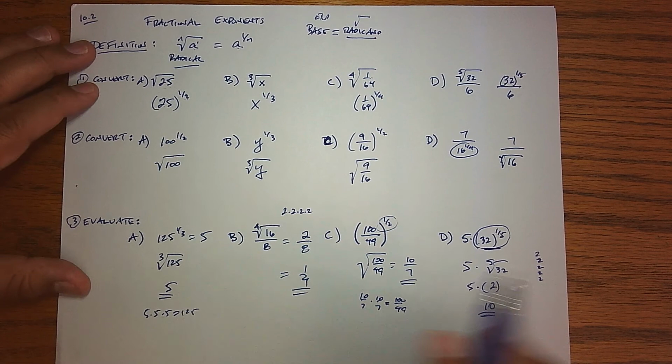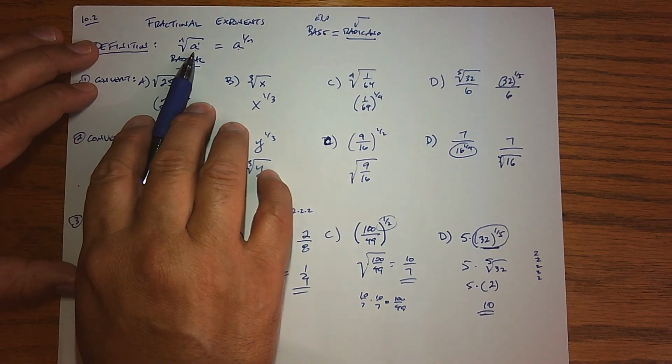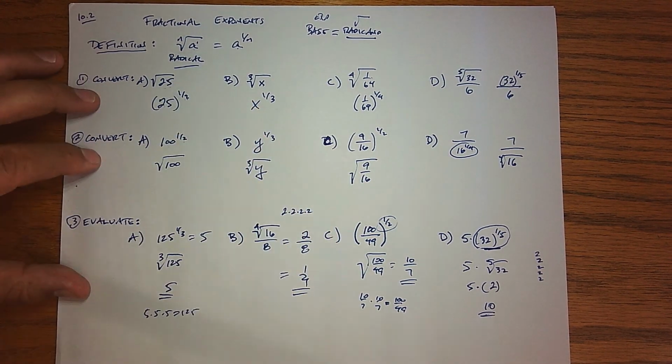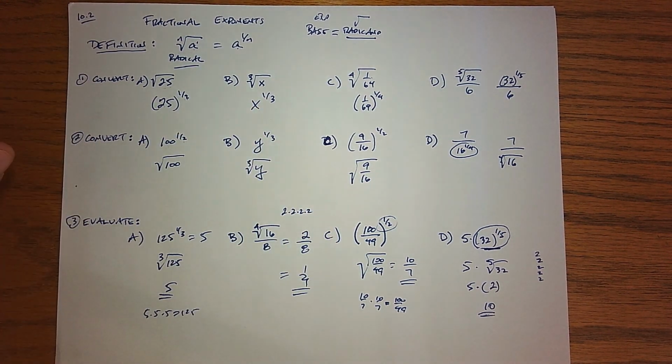So again, there's our new definition. We can say something radically, or we can say something with a fractional exponent. We can walk it back and forth like we did here. And of course, we can start to do evaluations using this new form. Much more ahead. I'll see you in the next video.